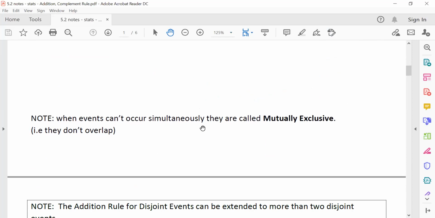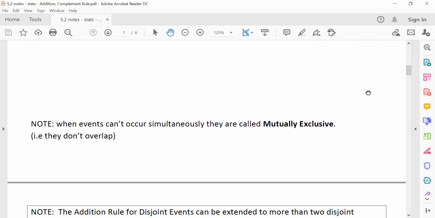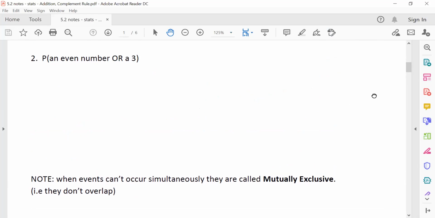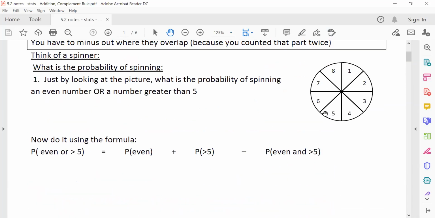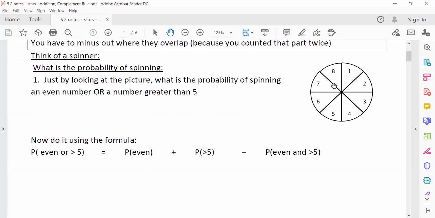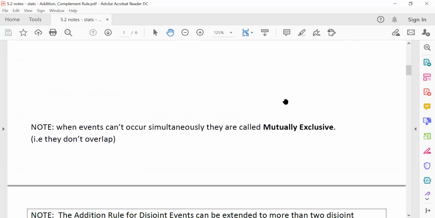When two events can't occur simultaneously, they are called mutually exclusive. Think about what some mutually exclusive events could be. The event of getting an even number on this spinner and the event of getting an odd number on this spinner, those have no overlap. So you can't get both an even and an odd number on this, so those are mutually exclusive events.